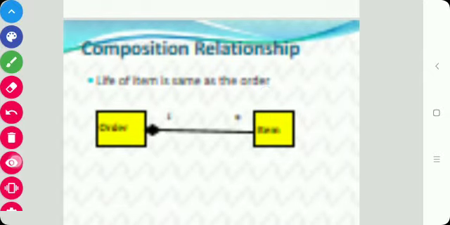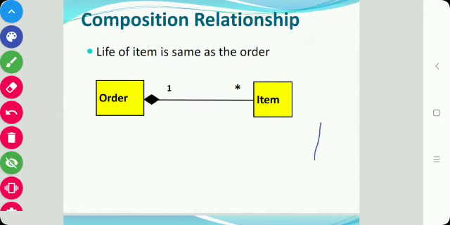Composition is a stricter form of aggregation in which the parts are existence dependent on the whole. For example, here order and item are there. So the life of each part is closely tied to the life of the whole. The life of each part is related to the life of the whole.